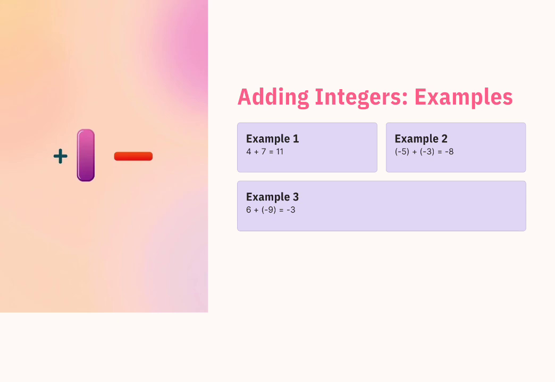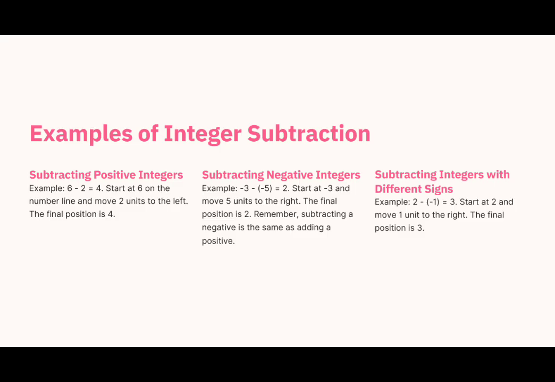Example 3, 6 plus -9 equals -3. Start at 6 on the number line and move 9 units to the left. The final position is -3. The last one, material examples of integer subtraction. Subtracting a positive integer. Example, 6 minus 2 equals 4.